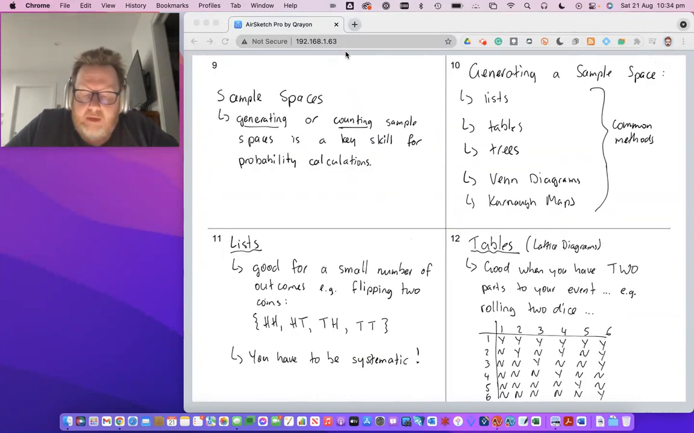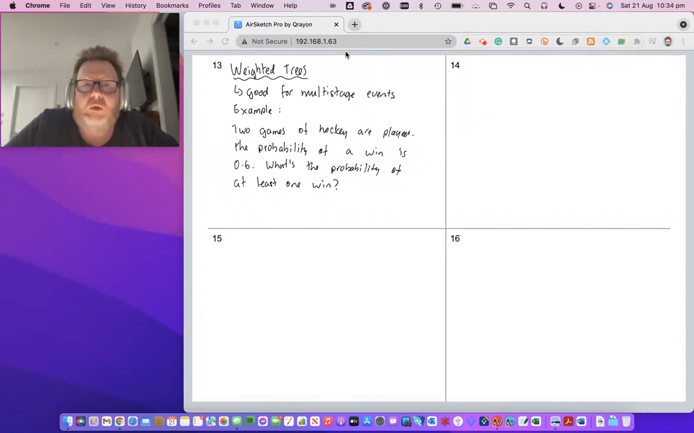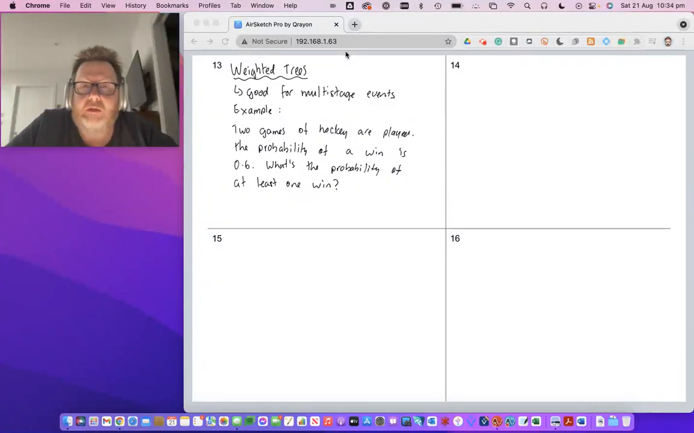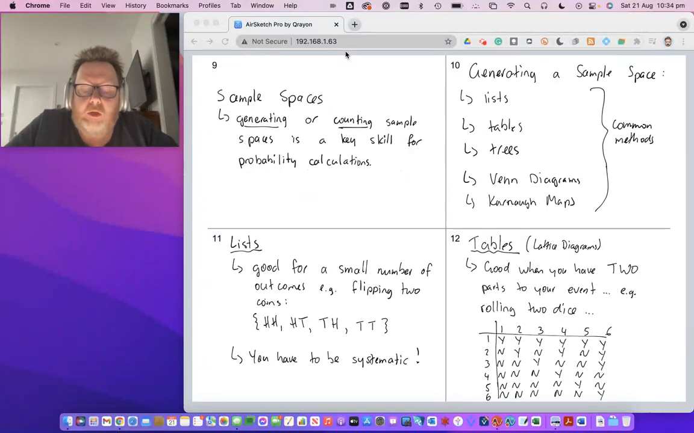Okay, so looking ahead, and then I'll stop the video there. Next, we're going to have a look at weighted trees and do a quick example of that. And then I'm going to do a video on Venn diagrams. And subsequent to watching these videos, there is some textbook work that you can use to practice.